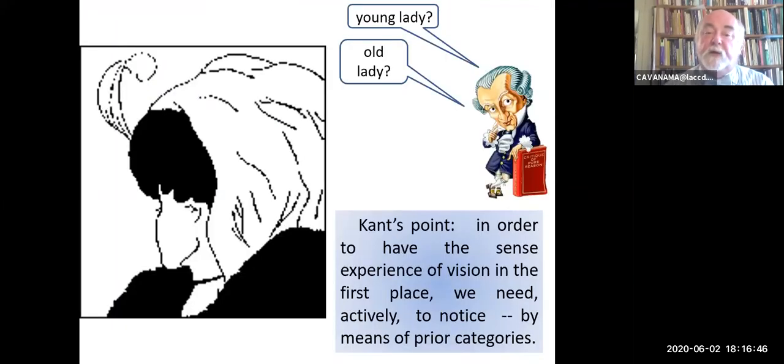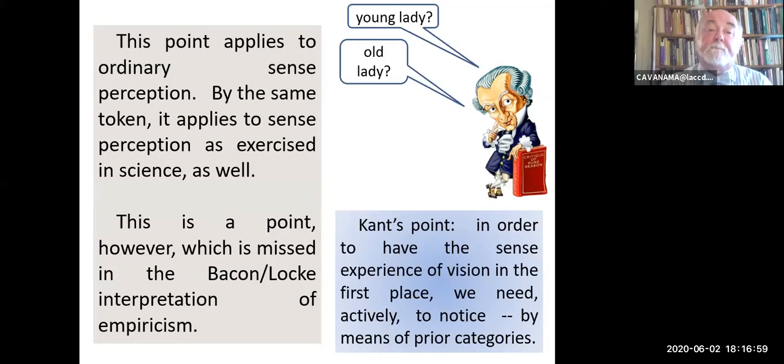So Kant's point, in order to have the sense experience of vision in the first place, we need actively to notice, and we need to do so by means of categories, and those categories are prior to our perception, something in the mind before they're in the senses. This point applies to ordinary sense perception. By the same token, it applies to sense perception exercised in science as well. This is what the Baconian Lockean version of empiricism misses.